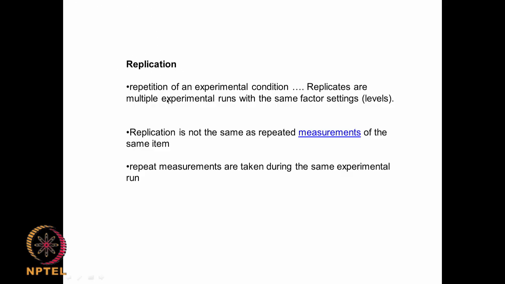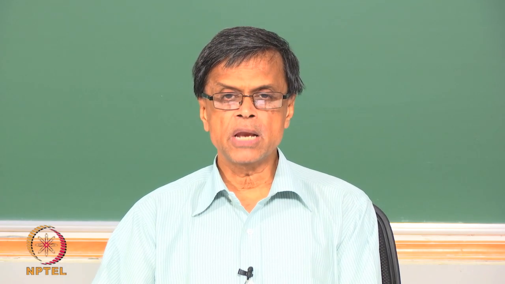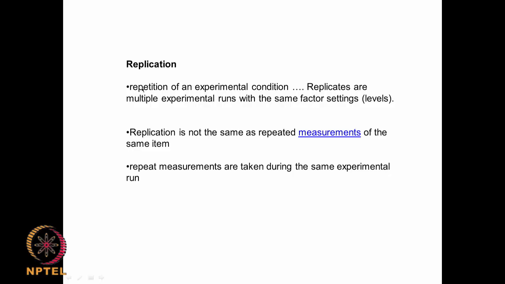So, there is a difference between replication and repeat measurements. What is repeat measurements? Suppose I am running a fermenter, I take a sample out and look at the biomass by measuring the OD. Again I take a sample out and measure the OD. Again I may take a sample out, measure the OD, or I may measure the OD 3 times. That is called repeat measurements, but that is not completely repeating the entire experiment from the beginning with all the variables. That is called replication. So, there is a difference between replication and repeated measurements of the same material.